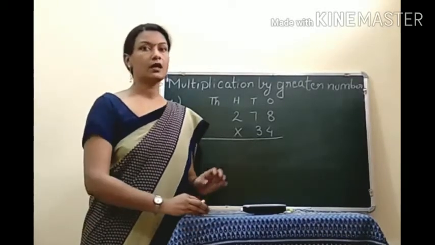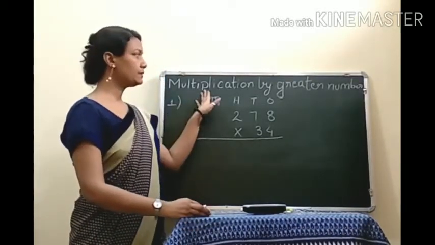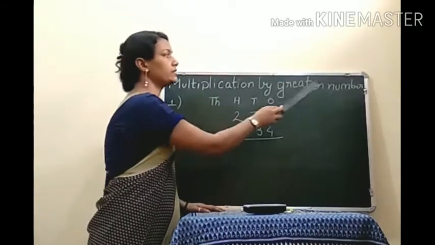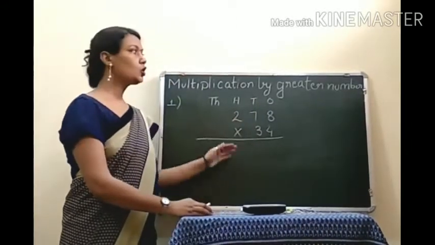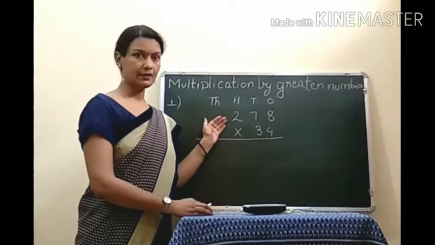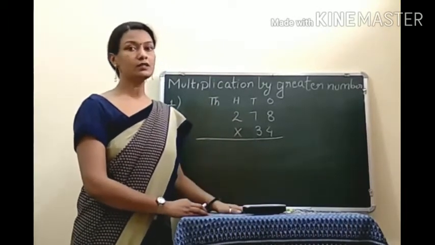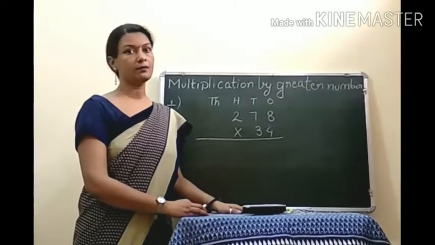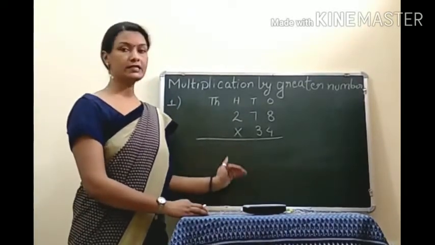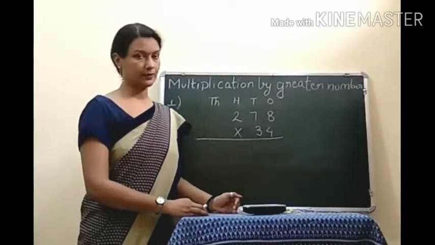Today in mathematics we will be continuing the chapter on multiplication. For today our first topic is multiplication by greater numbers. To multiply by a greater number, more than 20, we will use the lattice multiplication method. Let us understand with the help of an example.